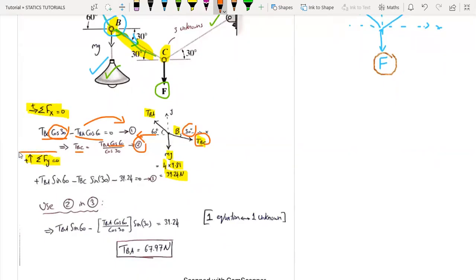Now applying summation of forces in the y direction, we get TBA sine 60, minus TBC sine 30. The vertical component of the tension force in cable BC is in the negative y direction, so minus TBC sine 30, and minus 39.24 because the weight is also in the negative y-axis, equals 0.